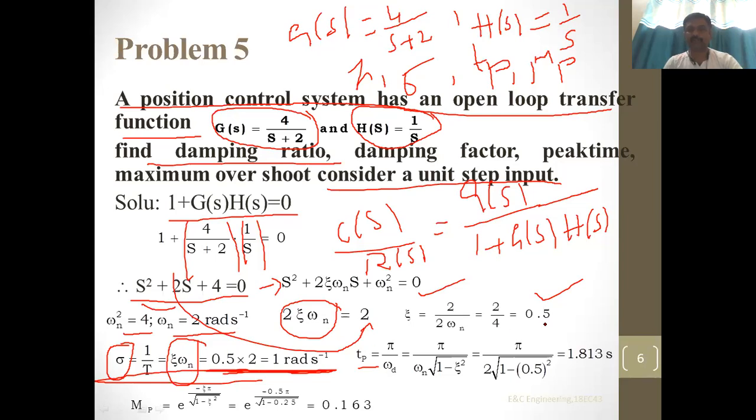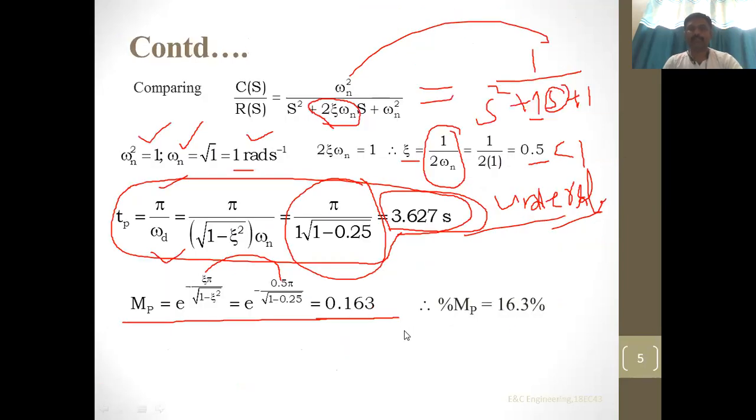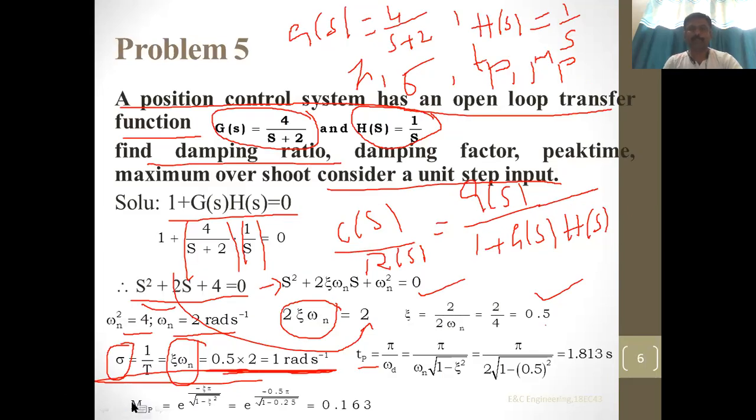Similarly, you need to use the values for maximum overshoot. Maximum overshoot is e to the power of minus xi pi divided by root of 1 minus xi square, and you just cross check these values by using your calculator.